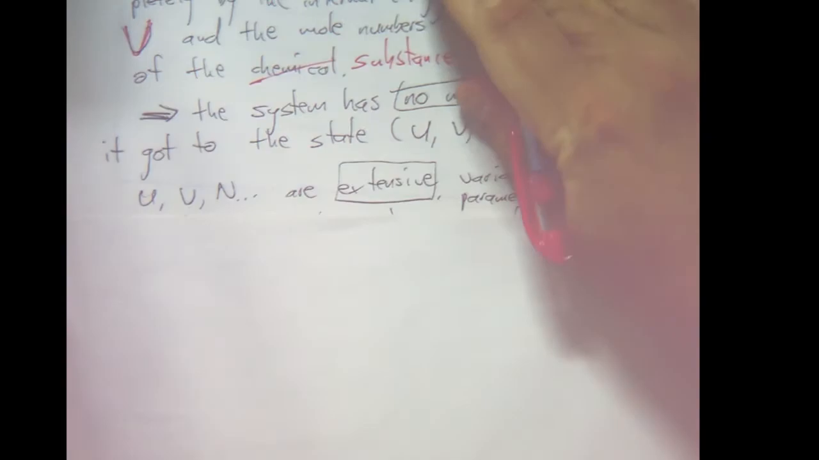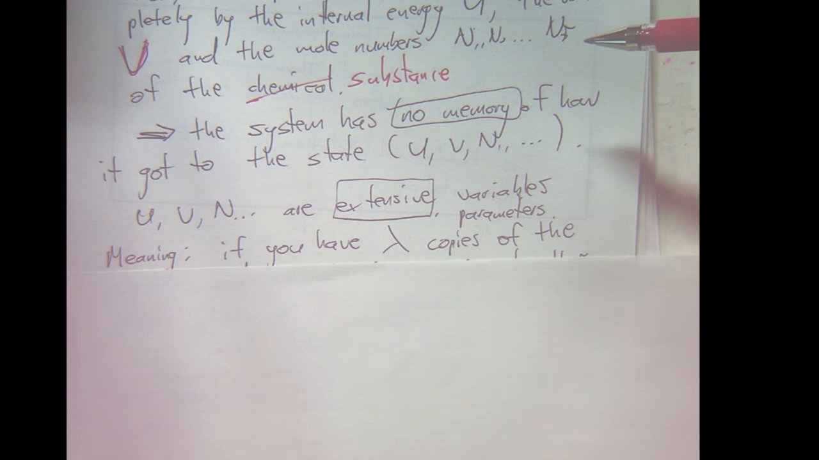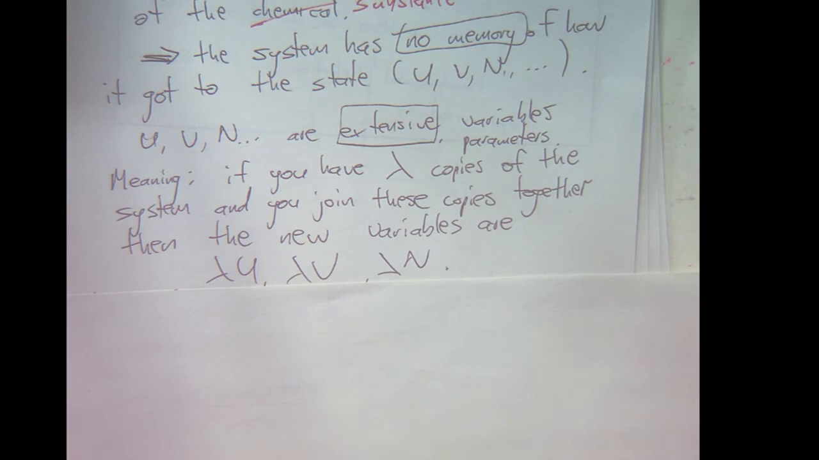Alright, U, V, N are extensive variables, and what does extensive mean? Sometimes you use the word parameters, sometimes variables. It means that if you have lambda copies of the system and you join the copies together, then the new variables are lambda times what they were before. The system is lambda times as big, so all of these extensive variables have become lambda times as big.